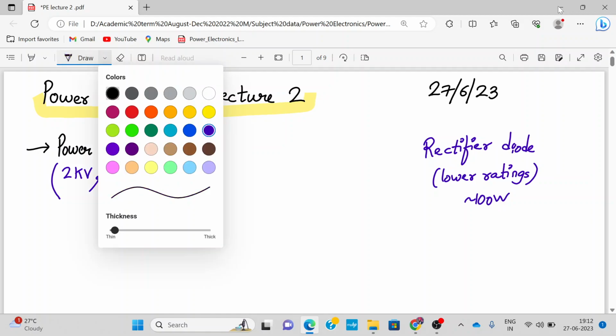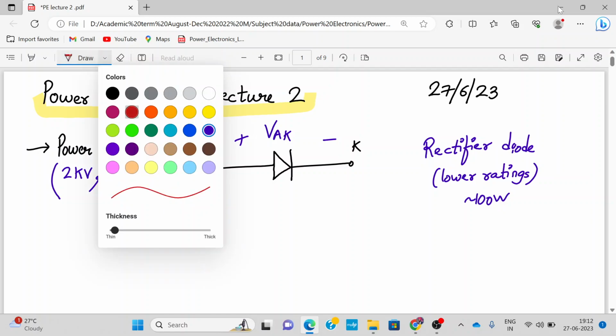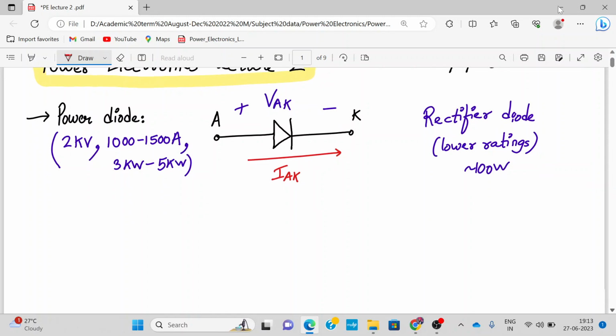Now symbol wise, the power diode has the same symbol as a normal rectifier diode. It has an anode marked as A, cathode as K. The voltage across the diode can be marked as VAK, anode to cathode voltage, and the current flowing through the diode can be termed as IAK, anode to cathode current.